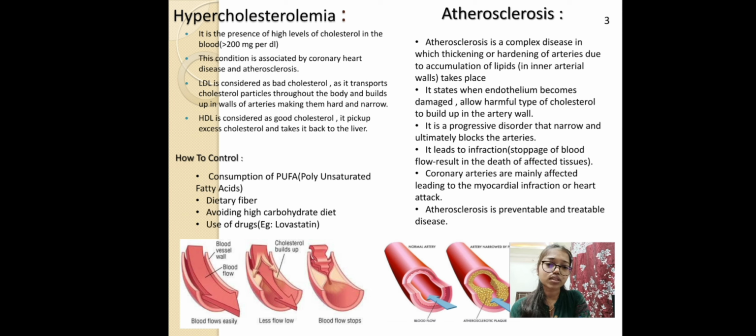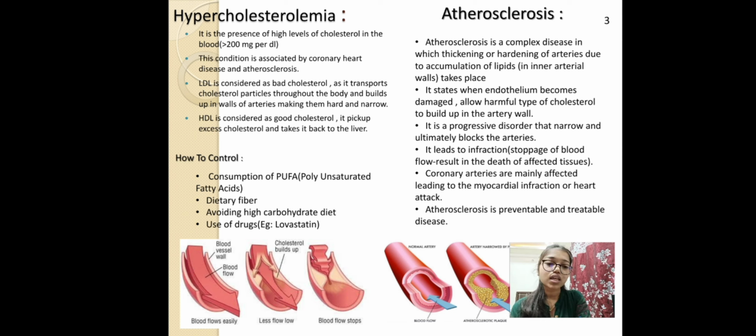Next, it is a progressive disorder. Progressive means that it develops gradually with time. So it is a progressive disorder that narrows and ultimately blocks the arteries. The next point is it leads to infarction, that is stoppage of blood flow, resulting in the death of the tissue. So as the blood flow stops, the oxygen supply also stops, right? It leads to the death of the particular tissue.